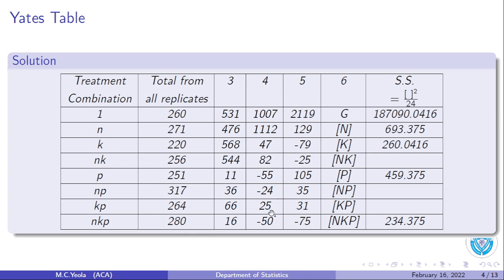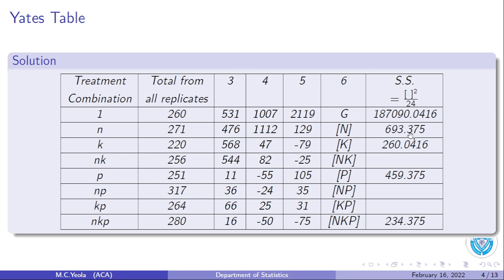Similarly we prepare column number 4, and column number 5 in the same manner. Add these two, get this value, and for the second half we subtract once again, the same as we did for the previous column. After preparing columns 3, 4, 5, the first value, G, is the grand total. These are the totals related to the treatment combinations.